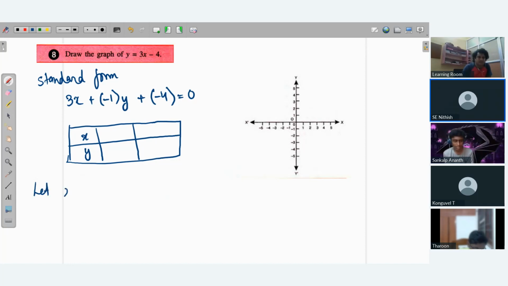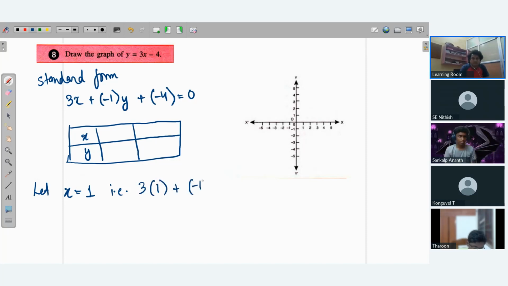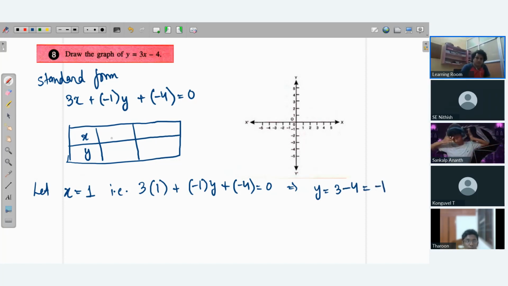I took y as 0. For x equal to, I am going to take different points. Let x equal to 1. But the line will always be unique. Whatever you are getting, I will also get the same. x equal to 1 means 3 into 1 plus -1 into y plus -4 equal to 0. That is, y is 3 minus 4, which is -1. Right? So for x equal to 1, I got -1.